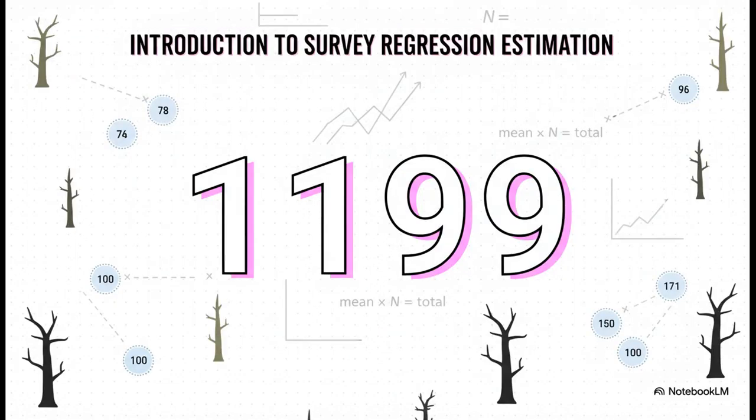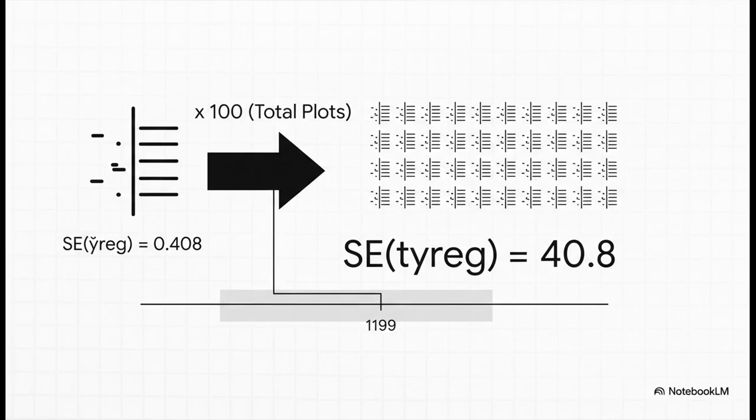And of course, to get our estimate for the total number of dead trees in the entire forest, we just scale up our mean. We take our estimated mean of 11.99 trees per plot, multiply it by the 100 plots in our population, and we get a final estimate of 1,199 dead trees. And just like we scale up the estimate, we can scale up the standard error. We multiply the standard error of the mean, that 0.408, by the population size of 100. That gives us a standard error for the total of 40.8. And this is the number we'd use to build a confidence interval around our total estimate of 1,199, telling us just how certain we are.